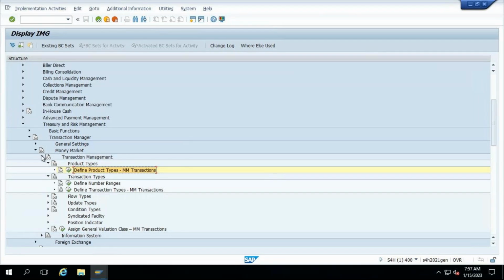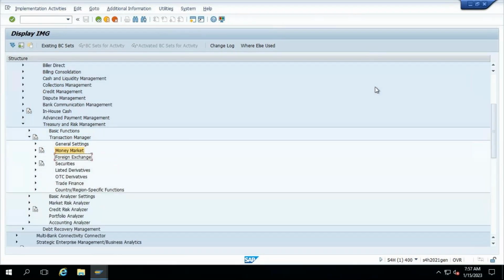How many hours is the course? I may need more hours to cover the course because we are discussing from the scratch, from the enterprise structure creation to product type creation, all these things. Right now I am expecting it should be more than 40 hours, maybe between 50 to 60 hours.